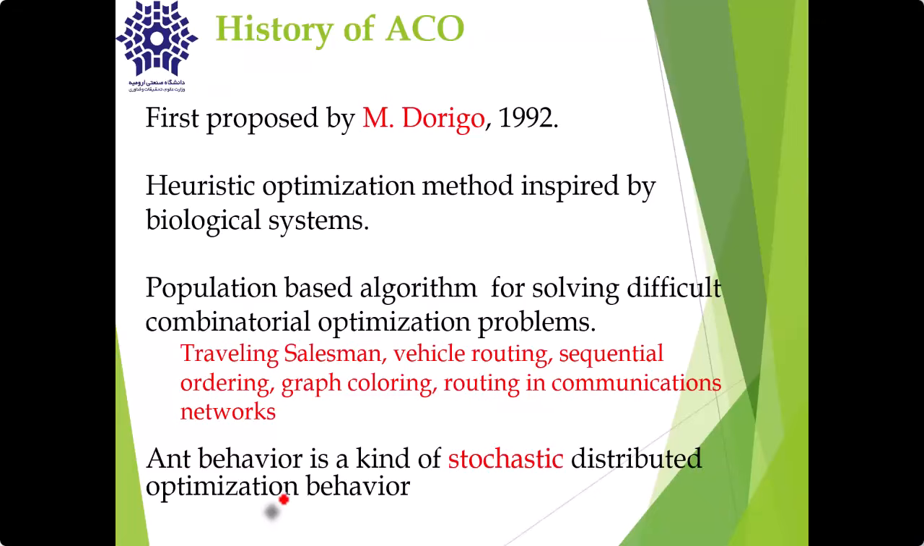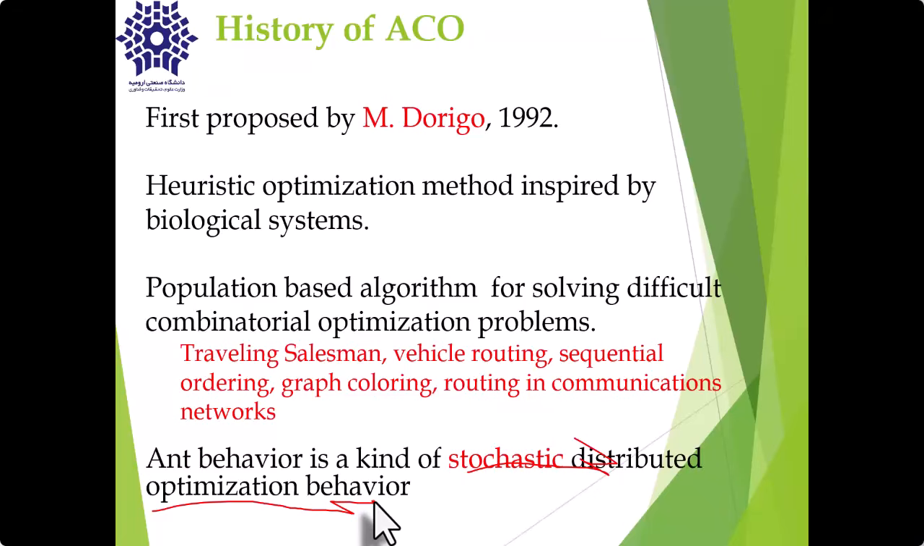And it is not possible to solve these problems in reasonable time. Therefore, we need an algorithm like ant colony optimization for solving this type of problem in a short period of time. Ant behavior is a kind of stochastic distributed optimization behavior. So it is stochastic, not deterministic. It is something like random, something like probabilistic.